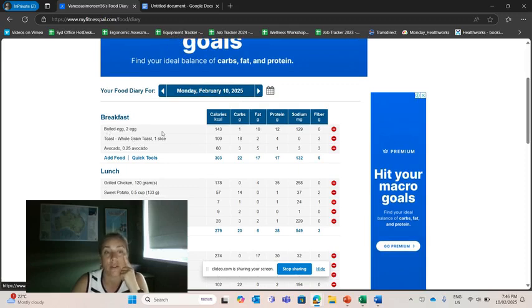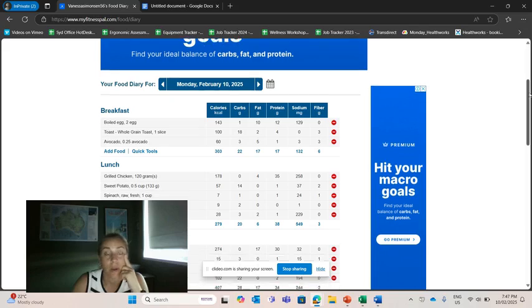So you'll start your day with 2 boiled eggs, a piece of whole grain toast, and a quarter of an avocado. A quarter of an avocado. So you get that fat intake. So here you'll see your proteins around 17 grams, your carbohydrates 22, and your total calories is 303.